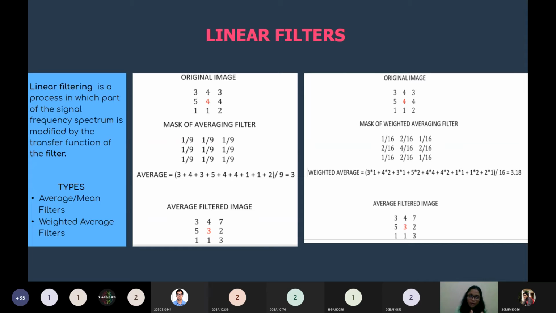So that's the entire thing about linear filtering. You are basically using a mask over here to obtain your image. But in non-linear, you are not using any mask. Over there, you're using the neighboring pixels. So that's the basic difference, and that's all about linear filters.